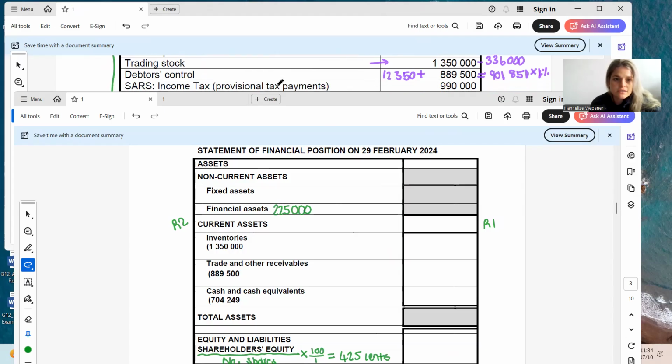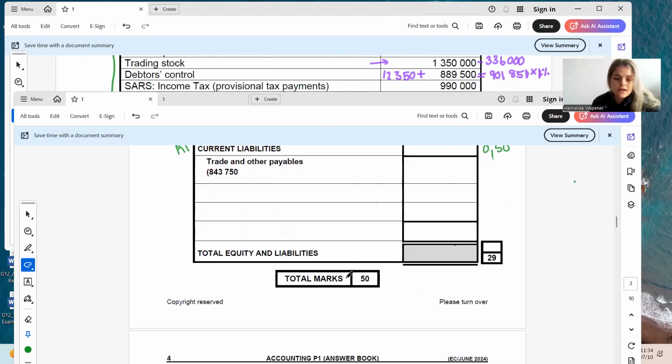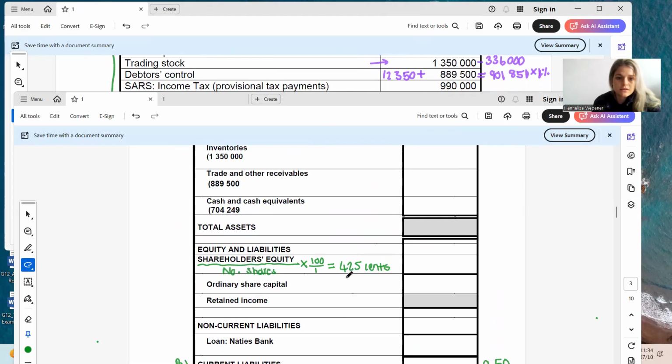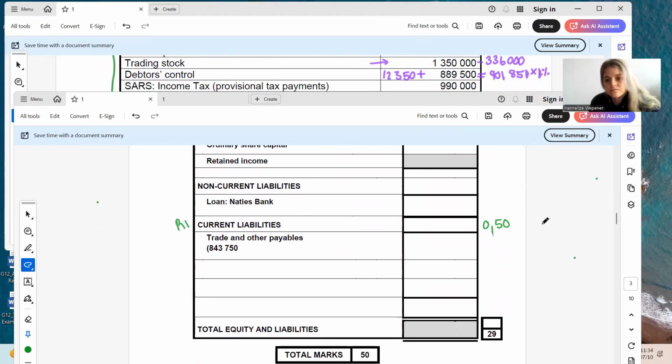And then SARS, income tax, provisional tax payments. So I'm going to draw a quick T account here. Remember, this is now just a draft account, so I am going to only say SARS. We know what we are doing now, SARS income tax.